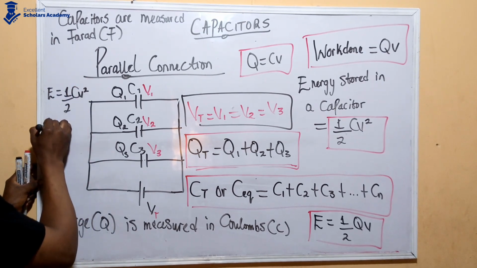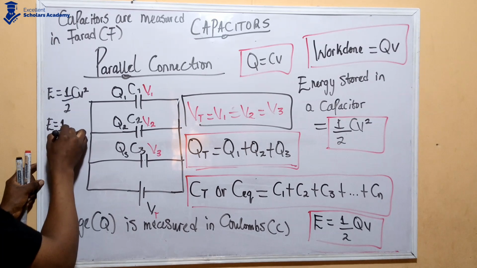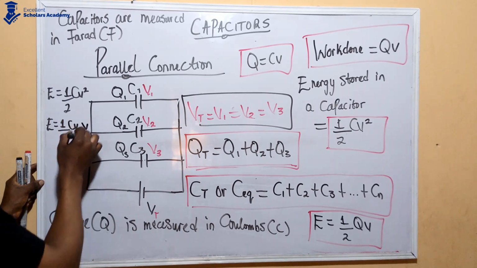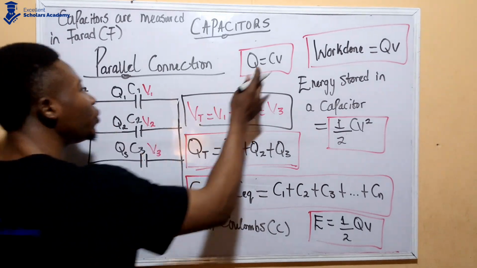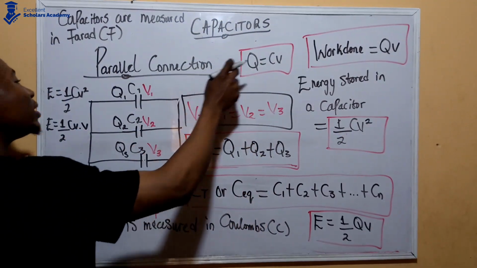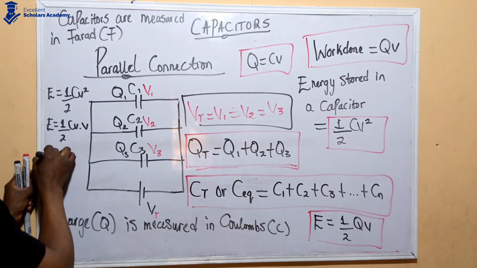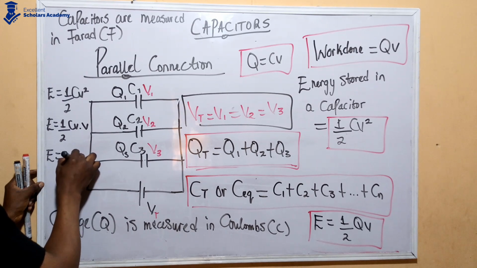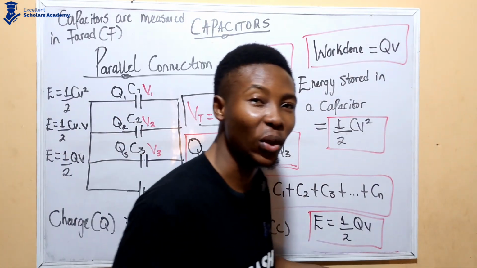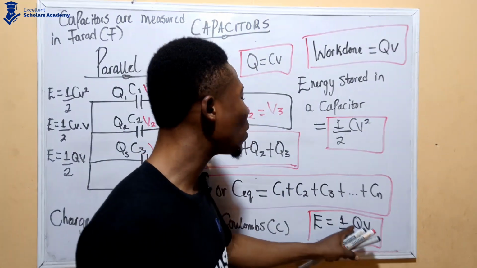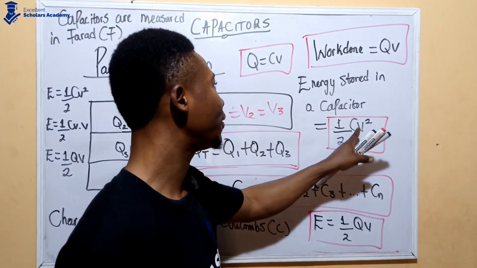I can split this to be E is equal to half CV multiplied by V, because V times V gives me V squared, and CV alone from here is Q, so that gives me E is equal to half Q multiplied by V. All right, so that's how we came about this formula. So energy stored in a capacitor is also half QV or half CV squared.